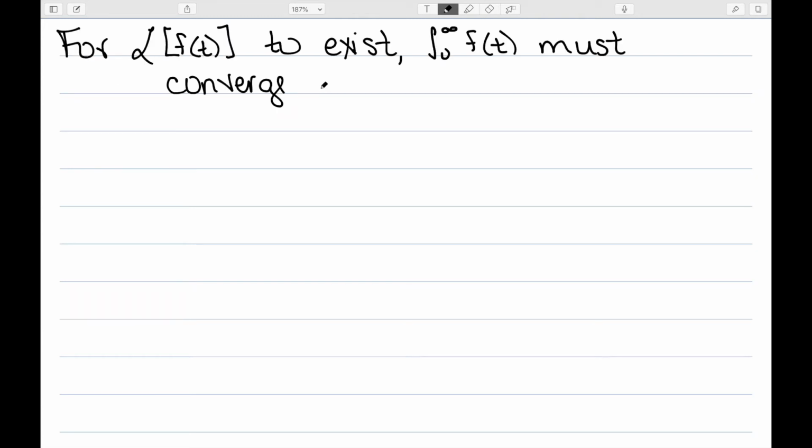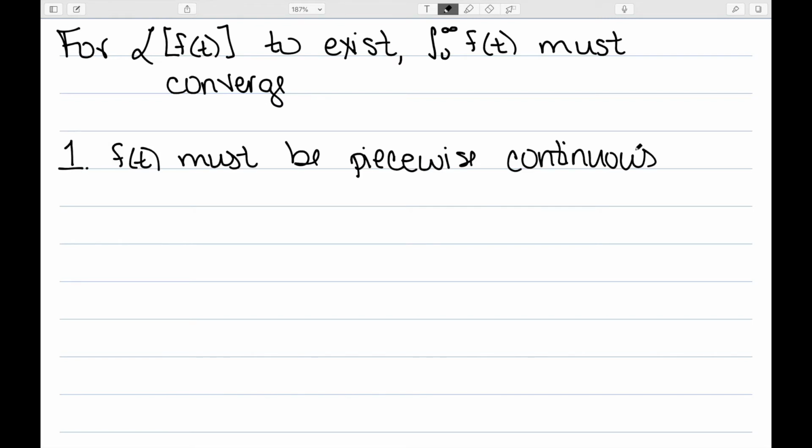The next thing I want to look at is, when does this transform actually exist? Does the Laplace transform always exist, or are there conditions? For the Laplace transform to exist, the integral from 0 to infinity of f of t must converge. And there are two requirements for convergence. The first condition we need is f of t must be piecewise continuous. So let me look at what that means.